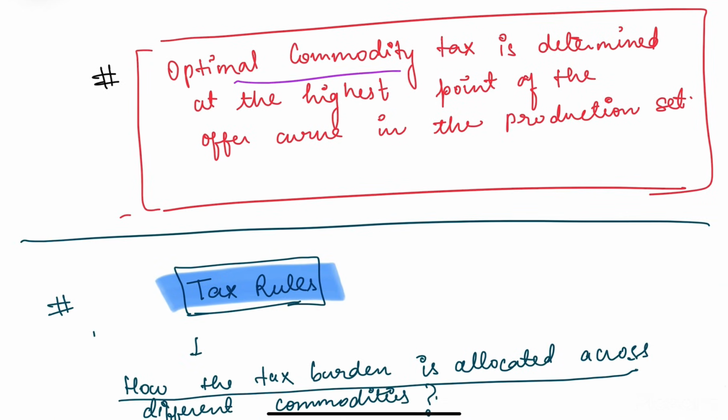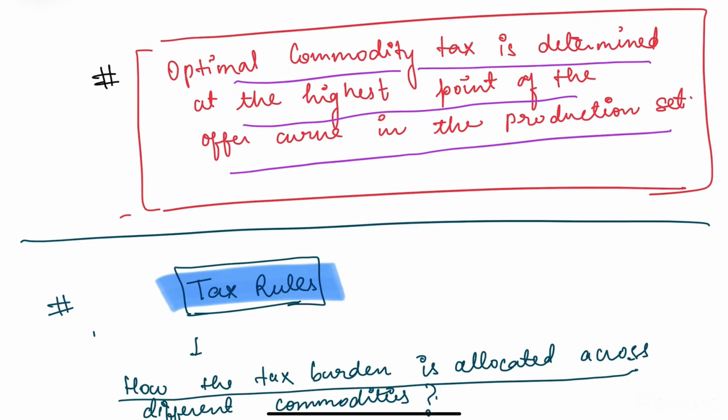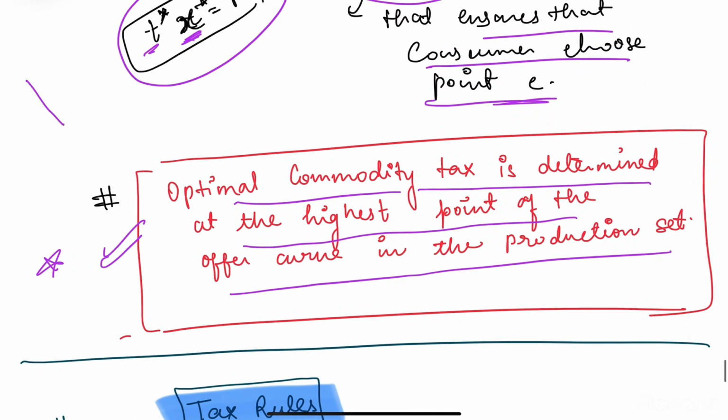So the optimal commodity tax is determined at the highest point of the offer curve in the production set. You need to remember this exactly: where the optimal commodity tax is determined, at the highest point of the offer curve in the production set. So let's say this is our production set, right. Then our offer curve, the optimal commodity tax, will be determined at the highest point of the offer curve in the production set.